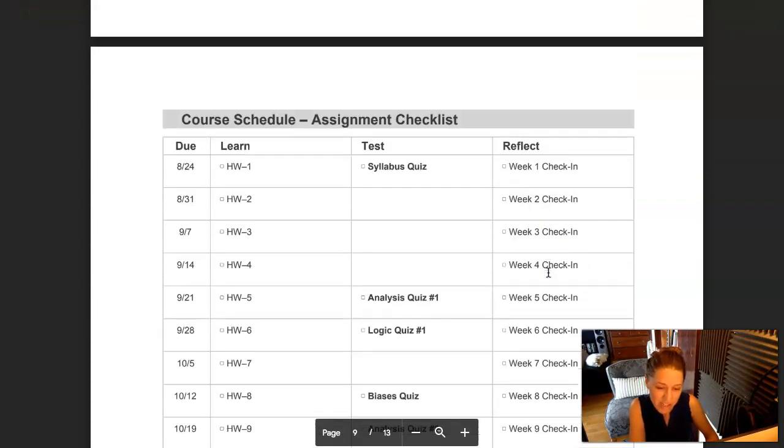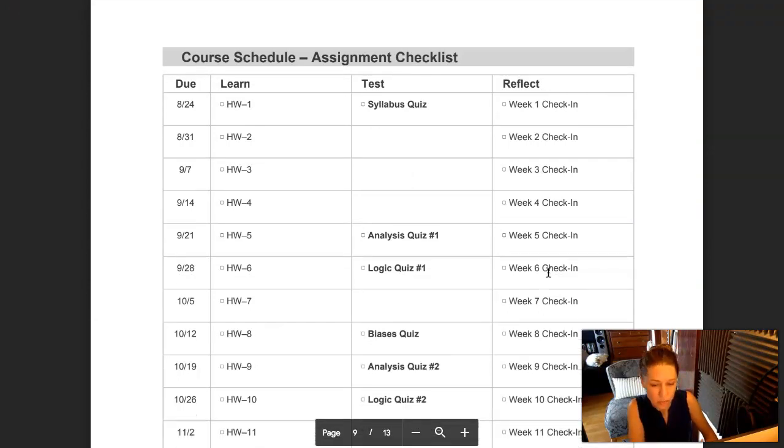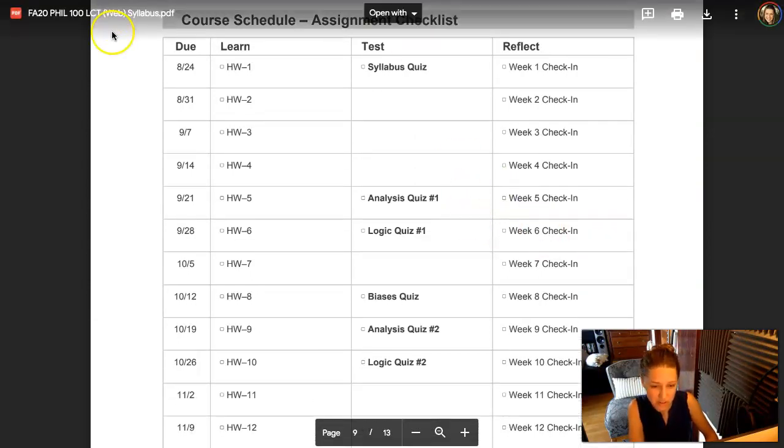Okay, page 9 is essentially a checklist. You might print it out and just use it as a reminder, but it's pretty simple. Every week you're going to have a homework assignment. Homeworks are going to have multiple parts, FYI, so make sure you get all the parts done. The reason why there are multiple parts is if you want to redo some part of the homework, you don't have to redo the whole thing. You just do the part you need to redo.